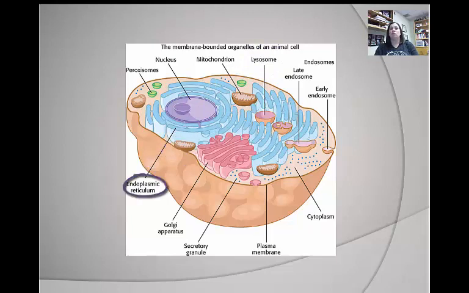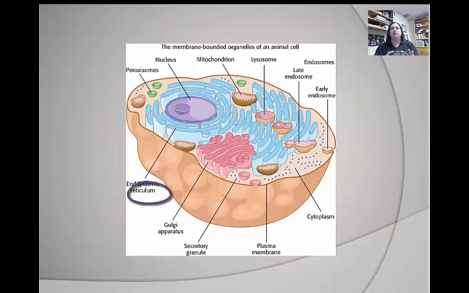There are 2 types: rough and smooth. Rough ER is studded with ribosomes, which are important in protein synthesis, and so the rough ER is going to help with protein synthesis, whereas the smooth ER is going to lack ribosomes, which means it's going to help produce lipids and also detoxify the cell.